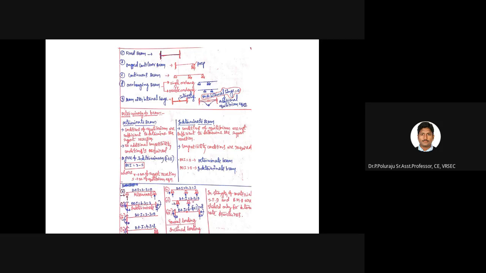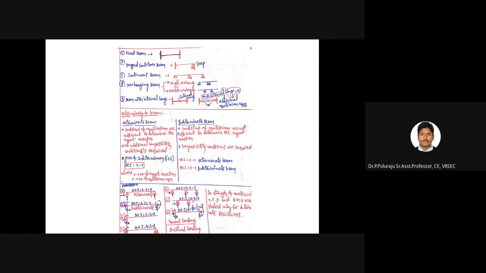And coming to the fourth one, that is propped cantilever. One side is fixed and another side is roller. Altogether here you have 4 unknowns, that is 4 minus 3, you are getting 1. So you need 1 more extra compatibility condition. Then the fifth one is continuous beam. One end is hinge, the other end is roller, and at the intermediate support you have a roller. So altogether you have 4 unknowns, that is 4 minus 3 equals 1.